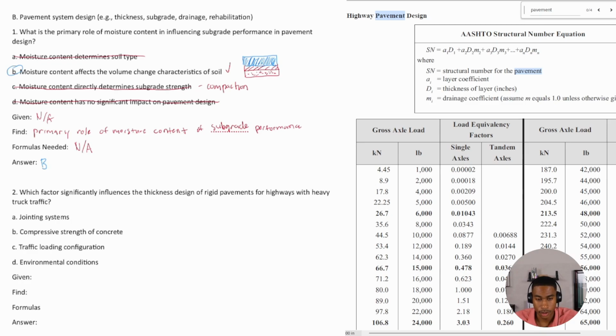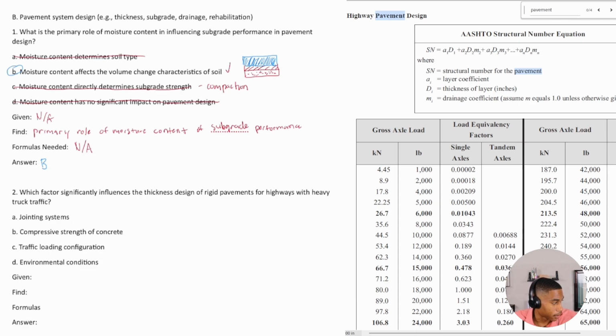I wanted to point out a few other things that are important when it comes to subgrade and how moisture content affects things. Moisture content affects the volume change characteristics of soil. When you have high moisture, it can lead to swelling in expansive soils, and low moisture can result in soil shrinkage.